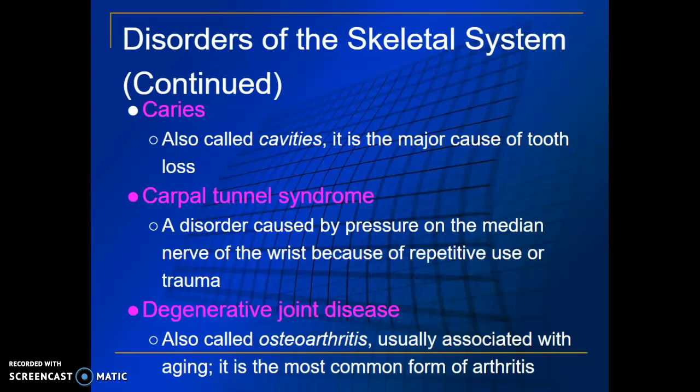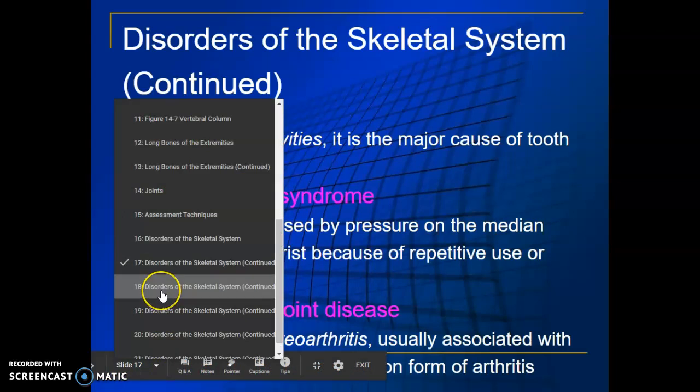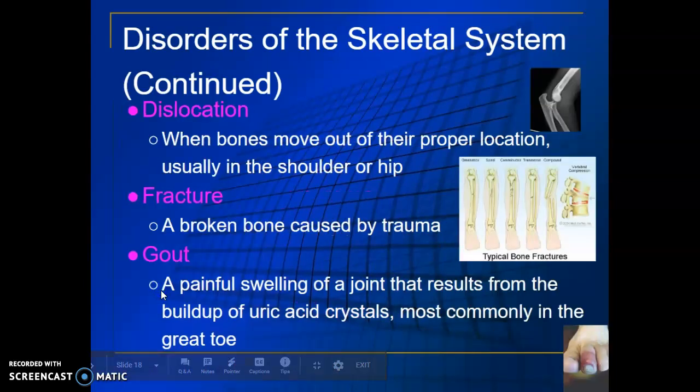Degenerative joint disease or osteoarthritis is something that people have to deal with as they get older, and it's usually the type of arthritis people suffer from. But there's rheumatoid and there's other forms of arthritis too. I don't recommend any of you get old.